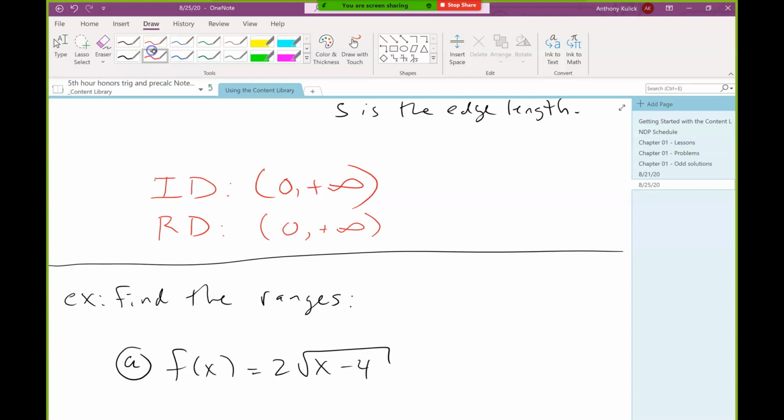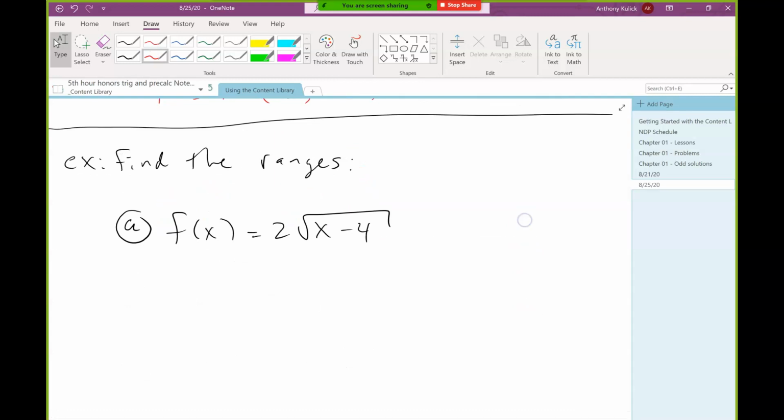So there's a couple of ways that you could attack something like this. But the ranges typically are more difficult to find than the domains are. Why do we say that? Because it's a dependent variable. It depends on what the domain is. The domain doesn't depend on anything. It's independent. So you can find the domain right away with no other information. To find the range, you often need the domain in order to do that. Everybody's okay with that idea?